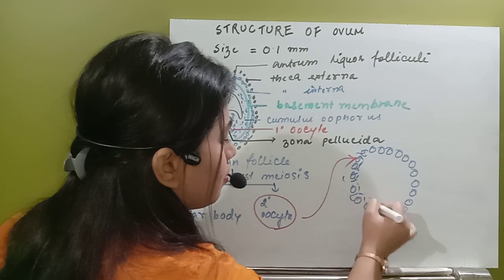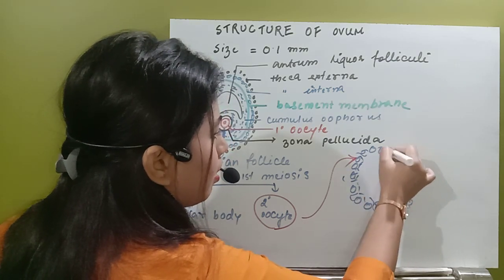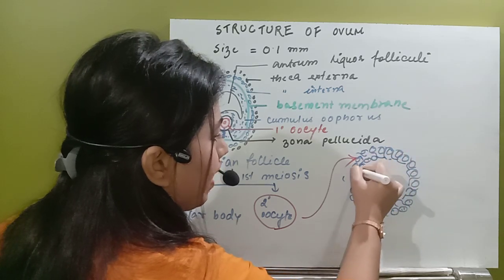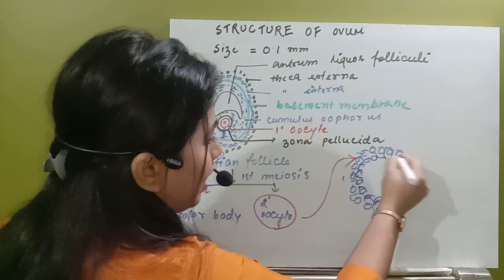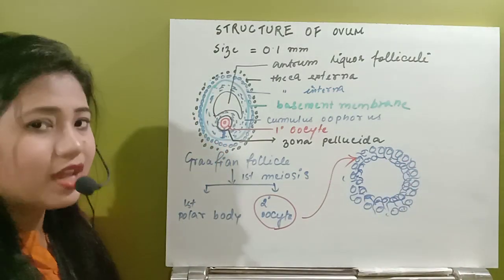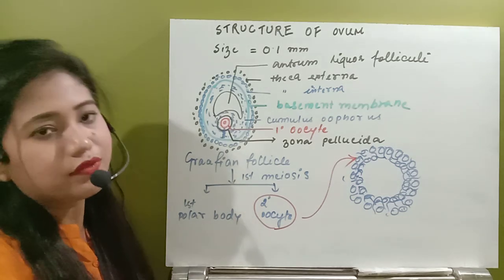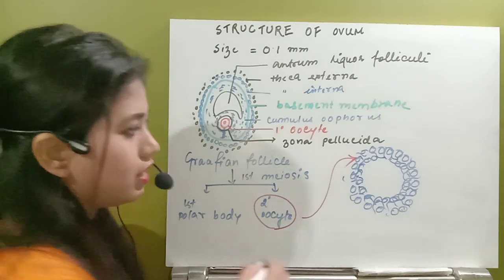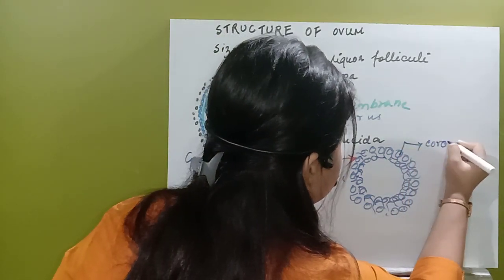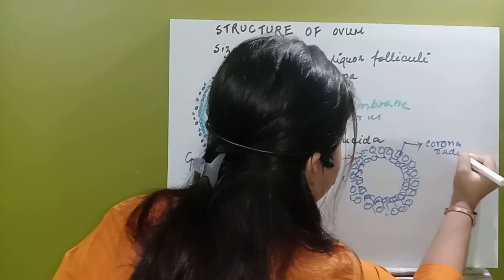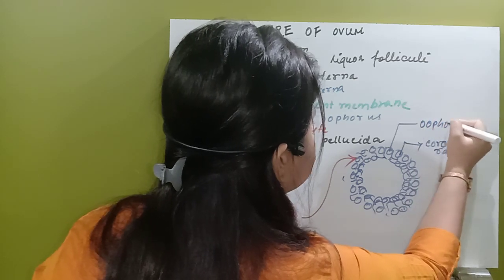These cells will radiate from the middle. There are actually some loosely packed cells, and those cells are known as the corona radiata, as they radiate towards the outside. That's why it is known as the corona radiata cell. Two or three layers of the corona radiata cells are present here. This is the corona radiata. And outside here, these are the oophorus cells.